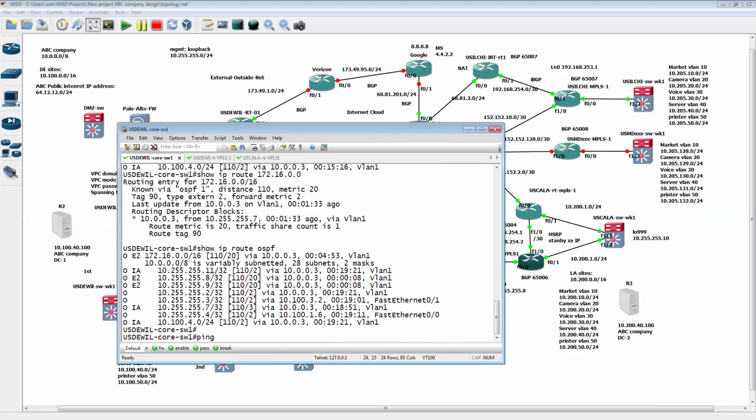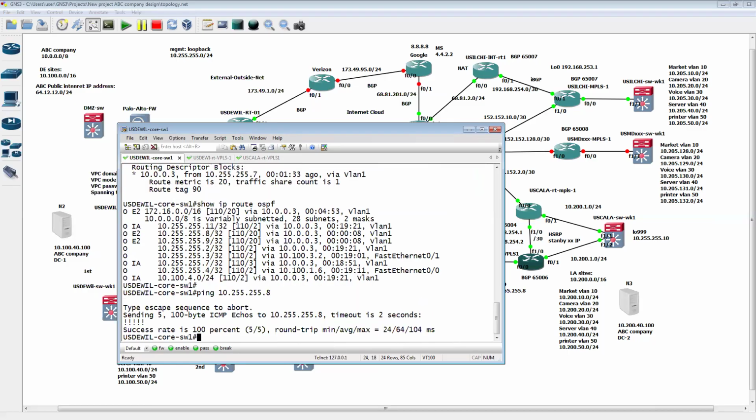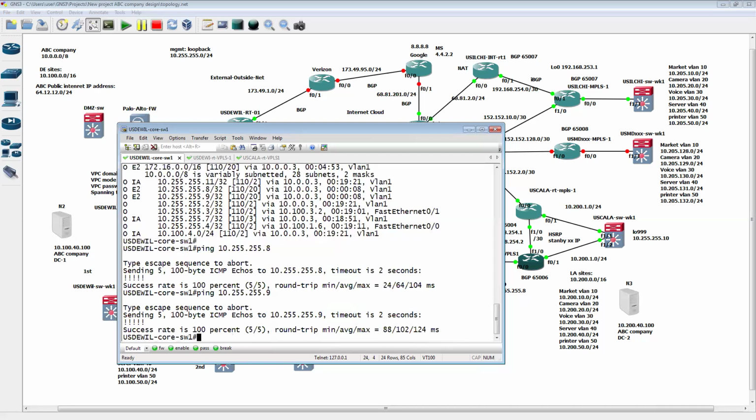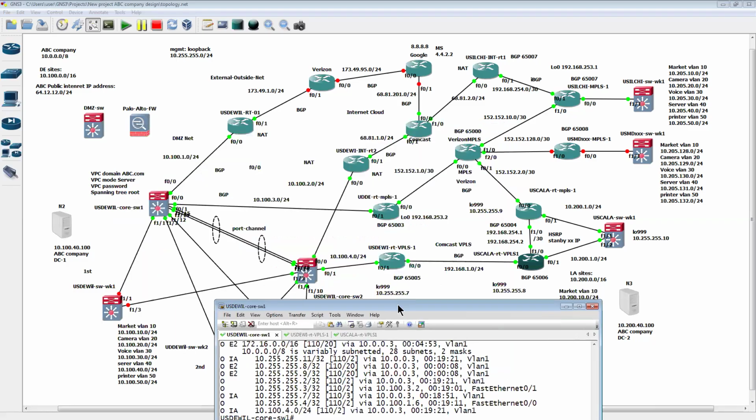Ping here, you see ping 10.255.255.8. Beautiful. Okay, that 9 is beautiful again. So in this case, it should be happy, right? Now, because we have to remove it for testing, right?